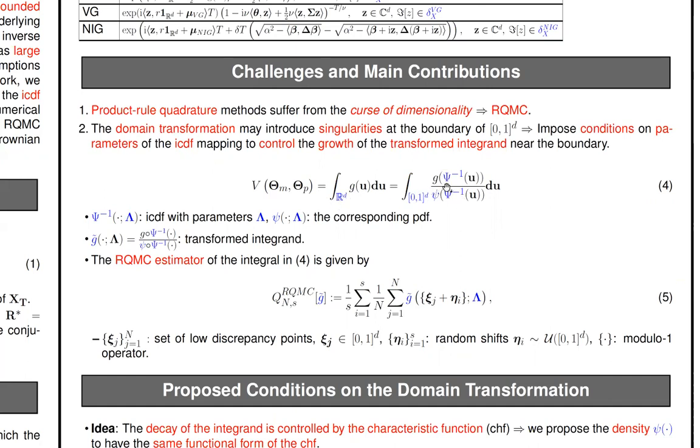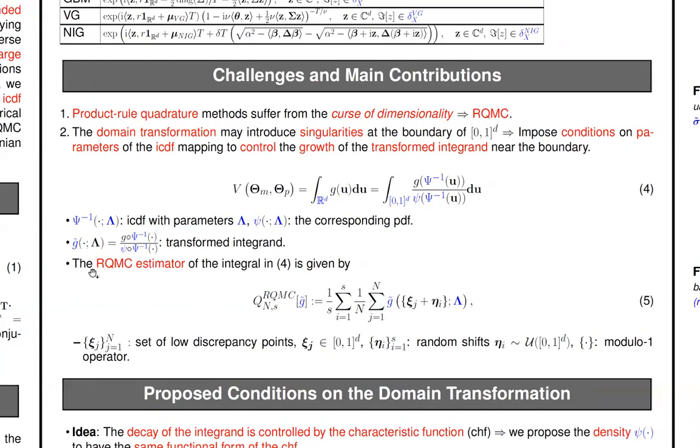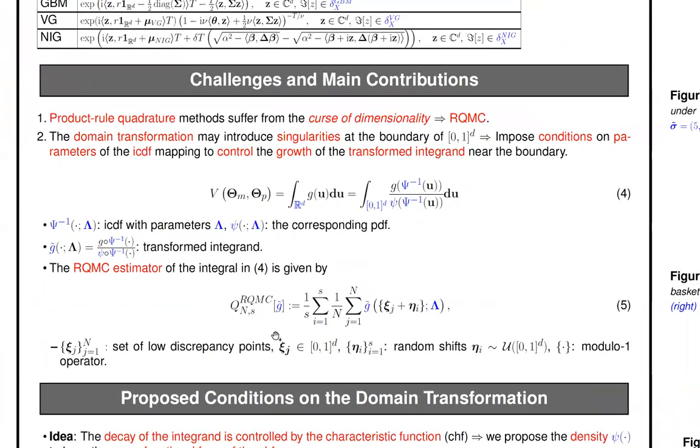We do the following change of variable, which means that we now have a different integral over the hypercube, where capital C to the minus 1 is the inverse CDF and lowercase c is the corresponding probability density function, and capital Lambda is the vector of parameters that you're using. So the randomized Quasi-Monte Carlo estimator is given as this double sum, where we have these QMC points shifted in order to obtain an error estimate.